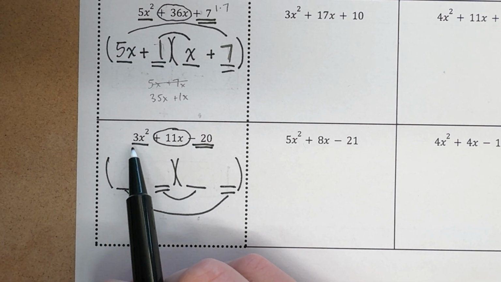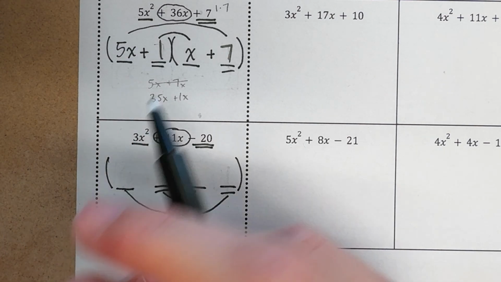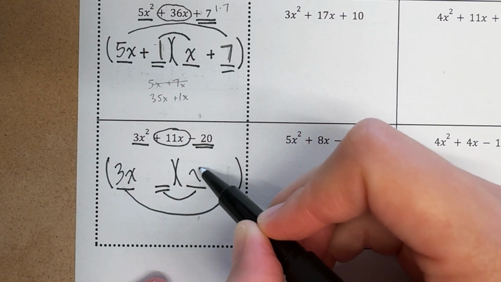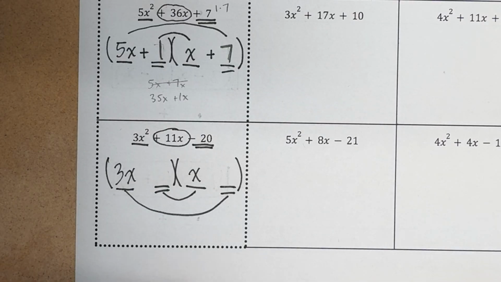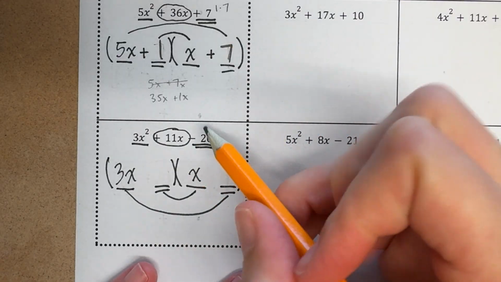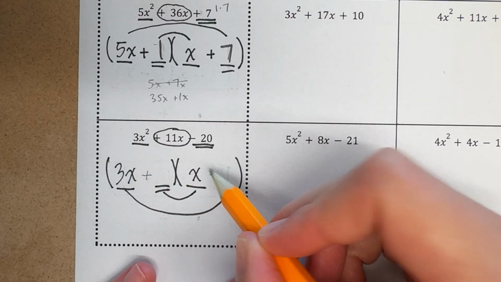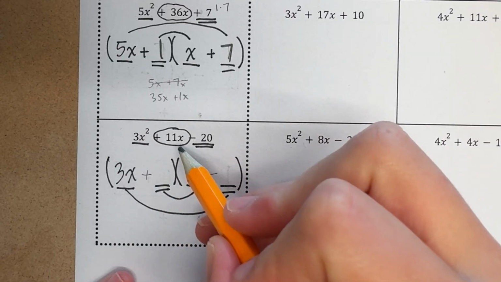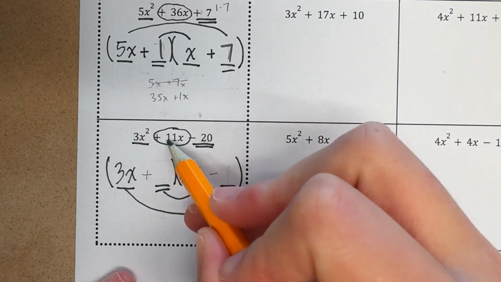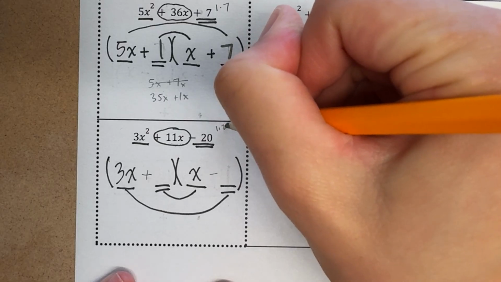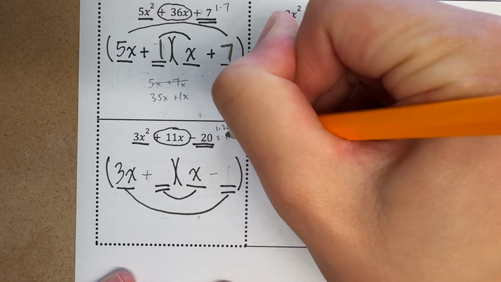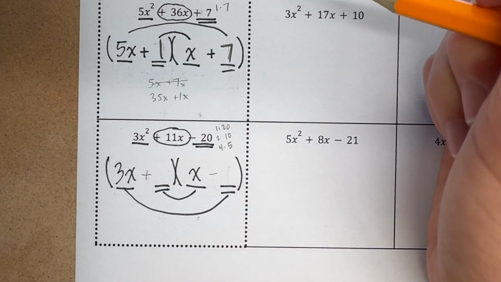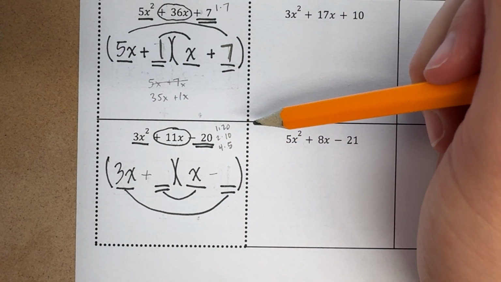Okay, 3x squared, 3 is prime, so the only way to get 3x squared is 3x times x. I'm going to put that here. Now I'm going to have to switch to pencil because to multiply to a negative, it's going to be 1 positive, 1 negative. The reason I'm doing this in pencil is I might have to switch these signs. We'll see. And then remember, the outsides and the insides are going to multiply and then add to 11. 20 is tricky because it could be 1 times 20. It could be 2 times 10. Or it could be 4 times 5.